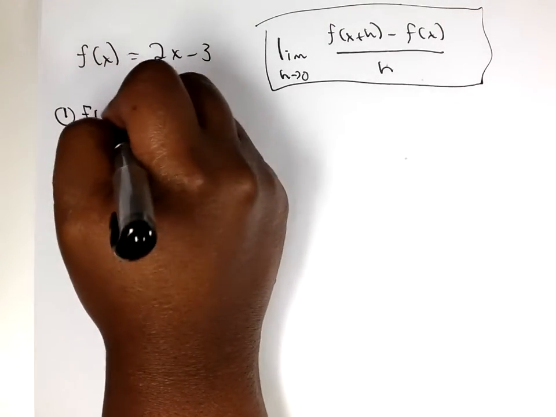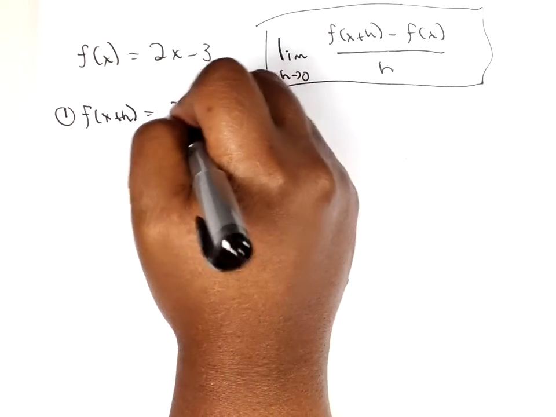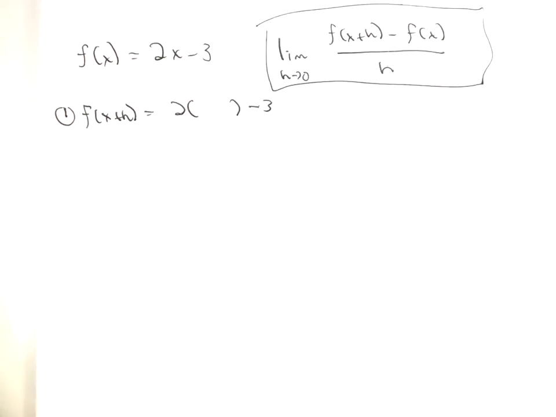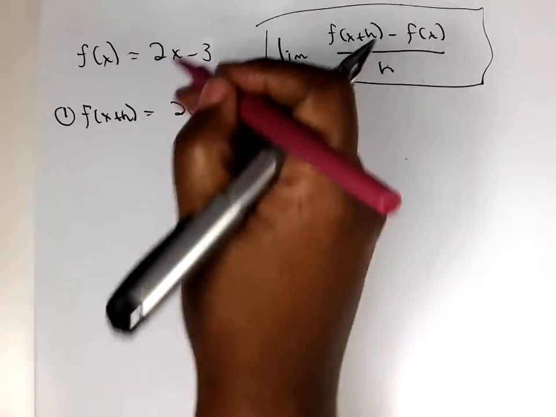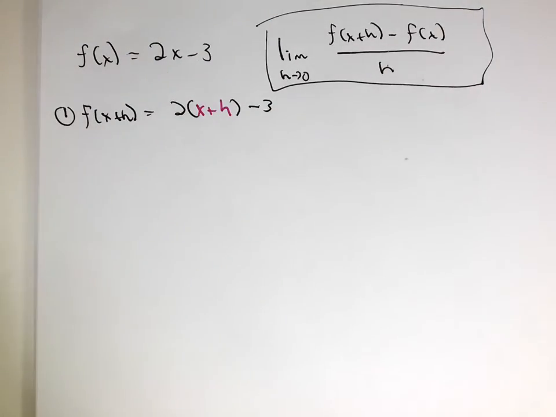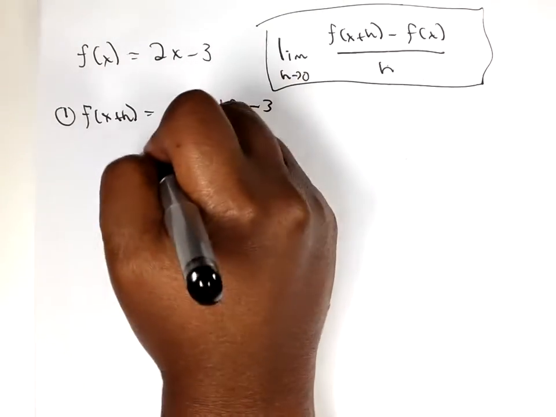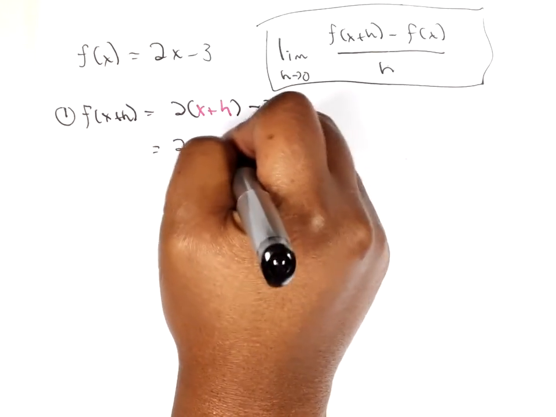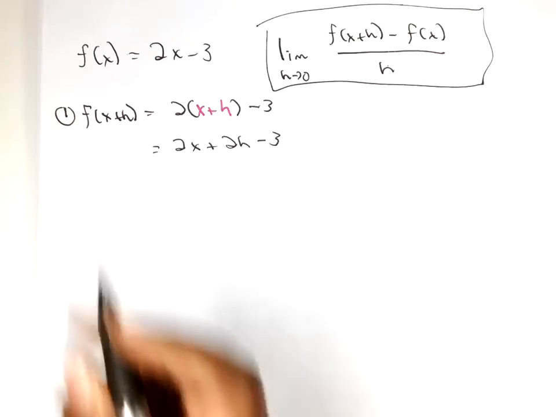So first, f of x plus h. I get 2, and where there was an x, that's where we're going to plug in x plus h, minus 3. So that gives me 2x plus 2h minus 3.